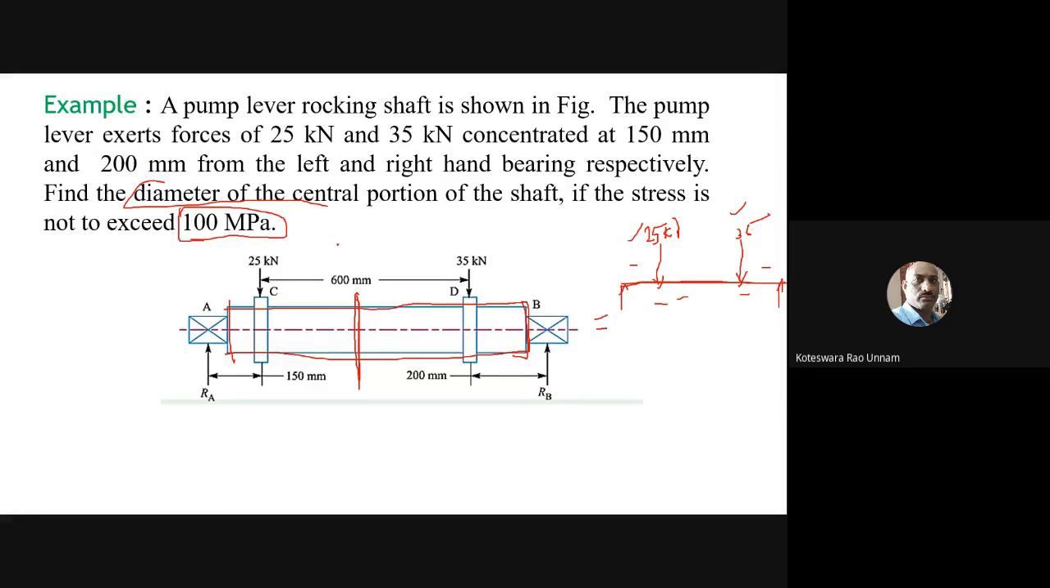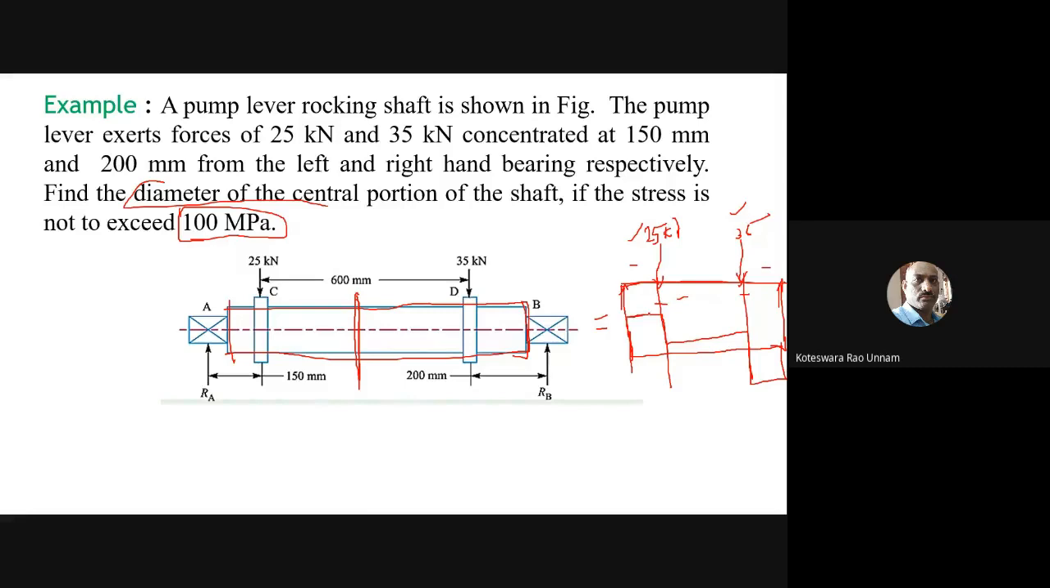Not only that, there is not only bending stress, there is a transverse shear stress also. So why do you have a transverse shear stress? If you draw the shear force and bending moment diagram, I think you might have learned all these things in our previous course, that is MOS 1. So if I draw the shear force bending moment diagram, it may be something like this. The shear force diagram will be something like this.